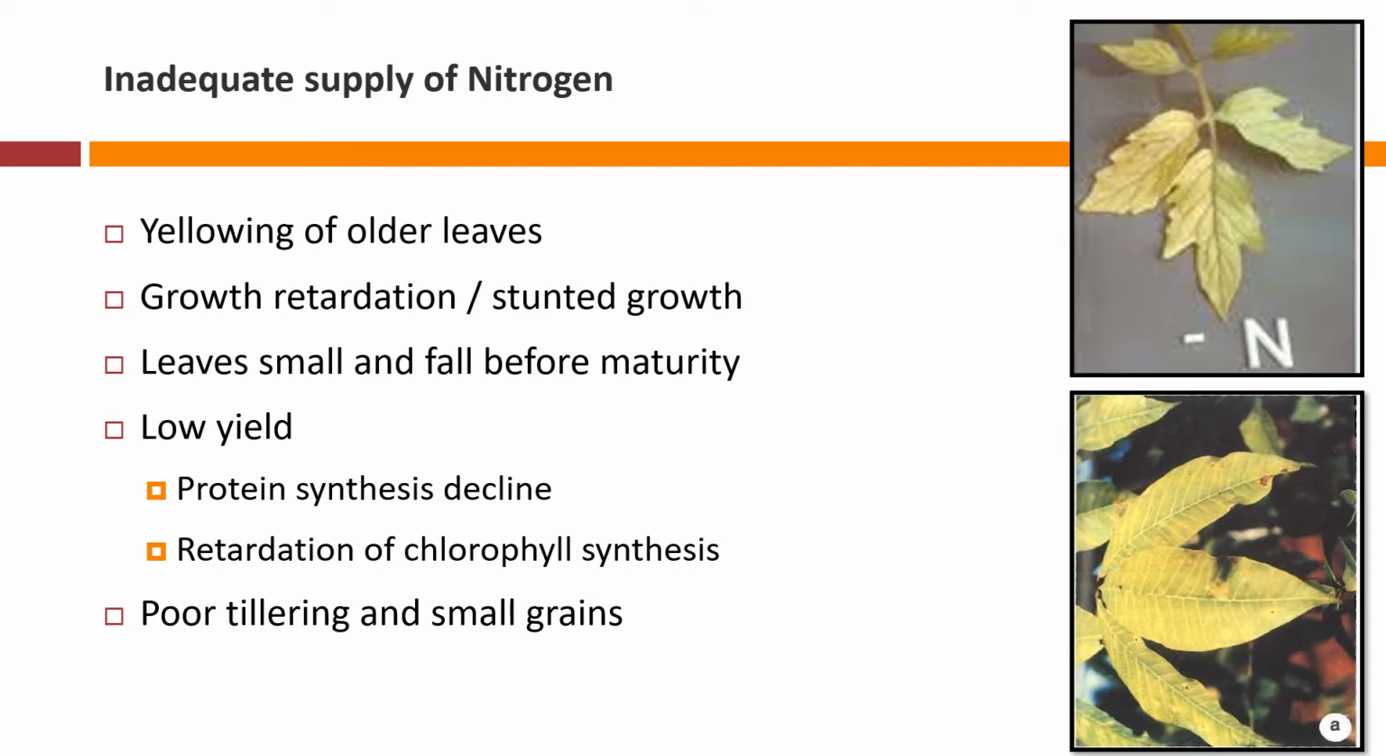And then let's see what will happen if this essential nutrient, nitrogen, is inadequate. The major symptom you will see is the yellowing of leaves, and also you will see growth retardation, stunted growth, and low yield, because nitrogen is a constituent of chlorophyll. If chlorophyll synthesis is retarded, it will directly affect photosynthesis, and also it will affect protein synthesis, because nitrogen is an important part of it. The inadequate nitrogen supply will also create poor tillering and cause small grains.